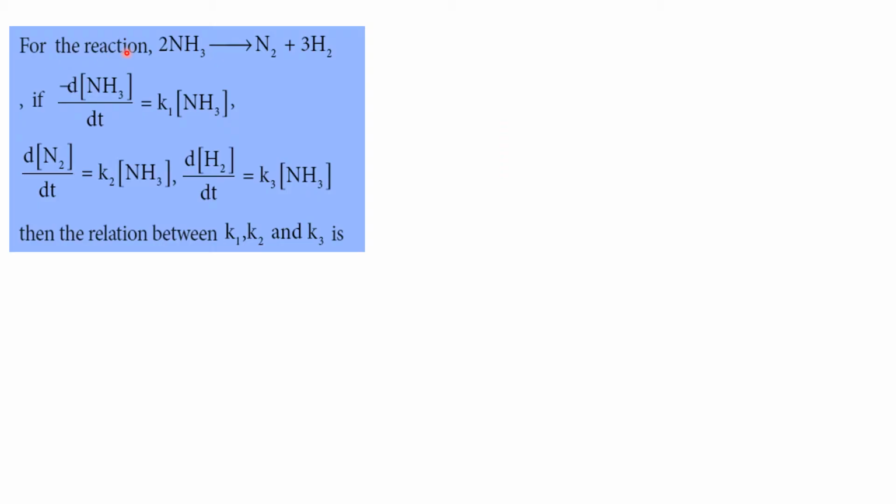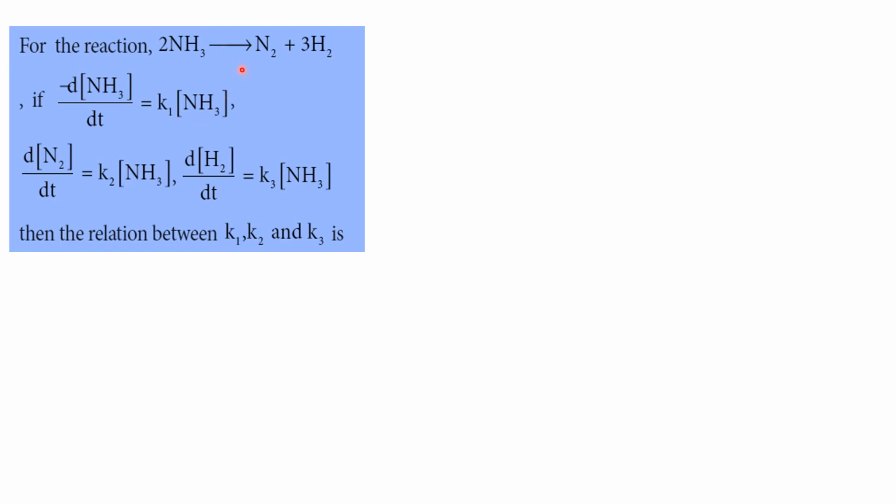For a reaction 2NH3 gives N2 plus 3H2. So three values are also given. Okay. So rate of disappearance of the concentration of ammonia with respect to time, that's equal to K1 into concentration of ammonia. எல்லாமே அமோனியா டைம்ல கொடுத்திருக்காங்க.